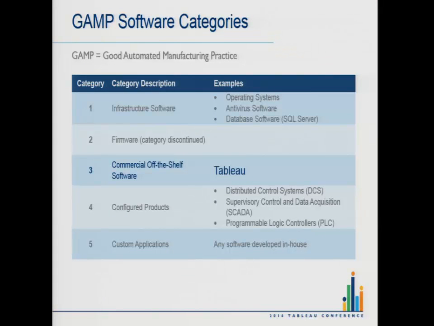So Tableau fits with GAMP, the committee that has put categories around different software applications. You can consider Tableau a cross between commercial off-the-shelf software and a configured product, so it falls in between categories 3 and 4. But for purposes of this discussion and how we've validated things, we consider it off-the-shelf software. We're not validating Tableau per se, but we're validating how we use Tableau and the things that we do to Tableau to make it fit our need.